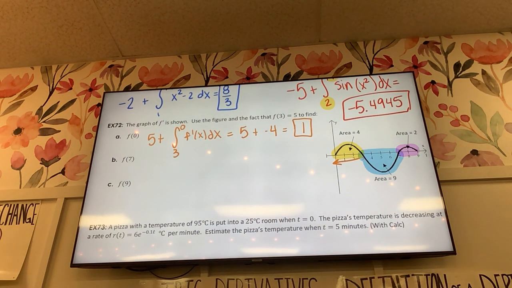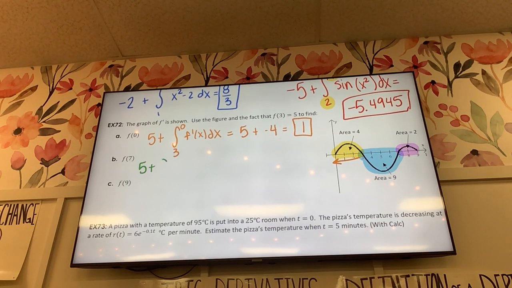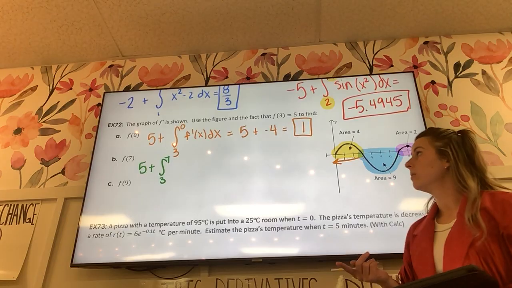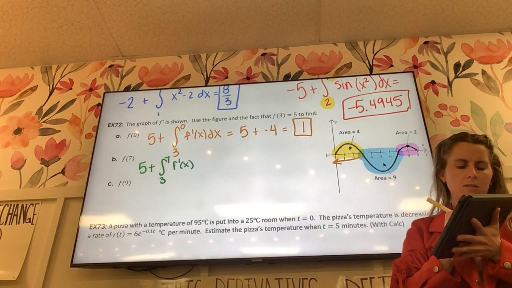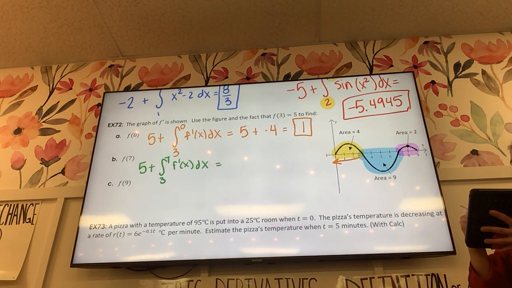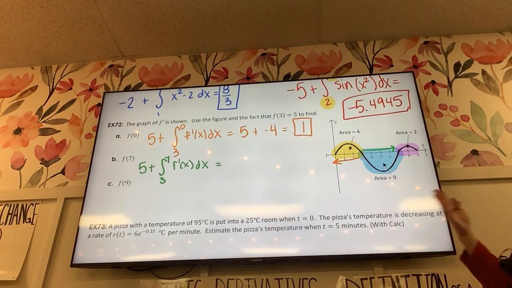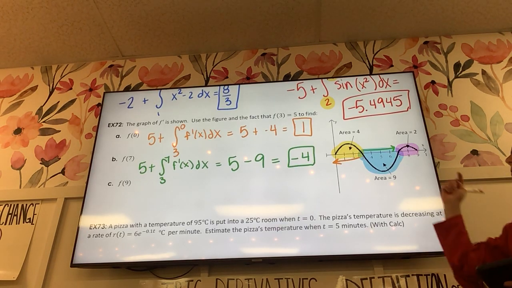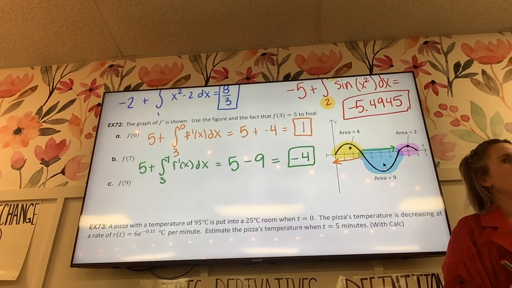Does that make sense? Okay, so the next one, same thing, 5 plus the integral from 3 to 7. So my initial condition is going to stay the same. I'm just accumulating the area to 7 now, f prime of x dx. All right, so the integral from 3 to 7, we're going forward, but since my area is underneath, still negative. So it'd be 5 minus 9, which would be negative 4. If you are going backwards and your area is below, double negative would make it positive.